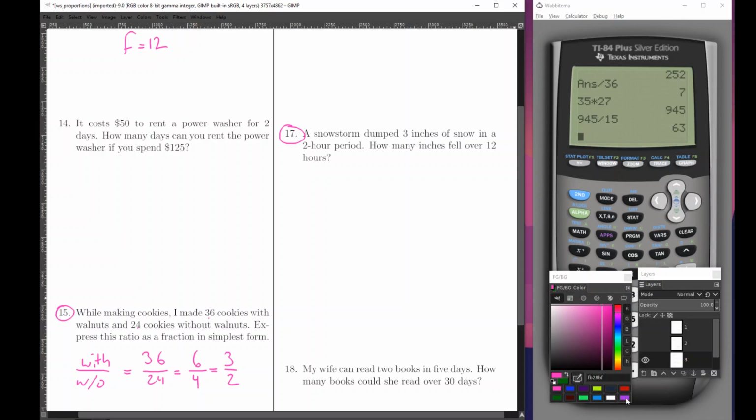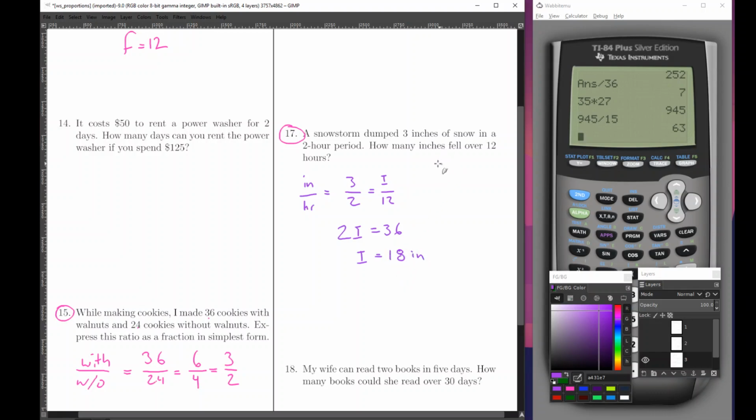17. A snowstorm dumped 3 inches of snow in a 2-hour period. How many inches fell over 12 hours? Inches per hour is equal to 3 to 2. It's equal to some amount of inches in 12 hours. 2i is equal to 36. I is equal to 18 inches.